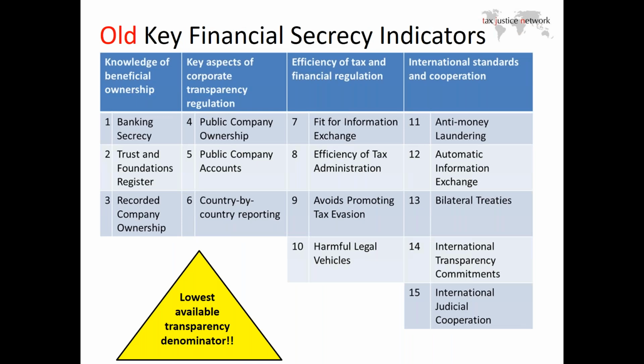So to remind you, this was the old table of the key indicators. As you can see, the secrecy score was based on 15 indicators related to 4 main themes. So the knowledge of beneficial ownership, the corporate transparency regulation, the efficiency of tax and financial regulation, and international standards and cooperation.